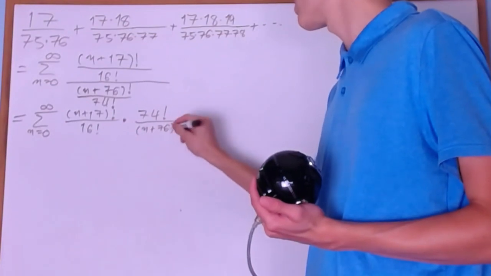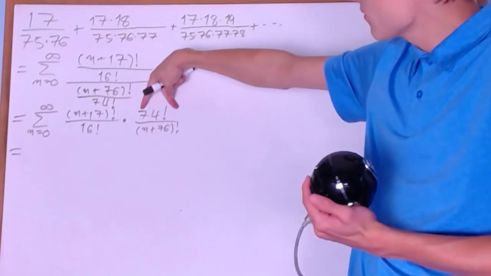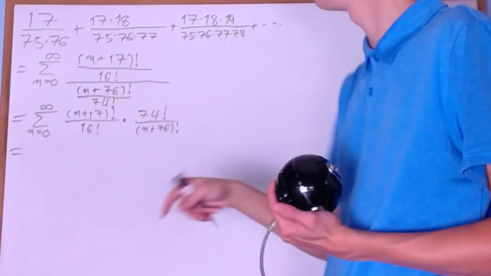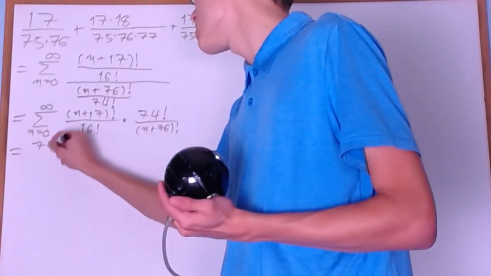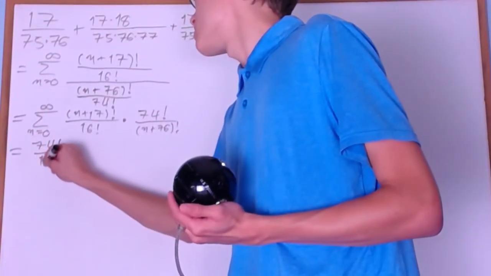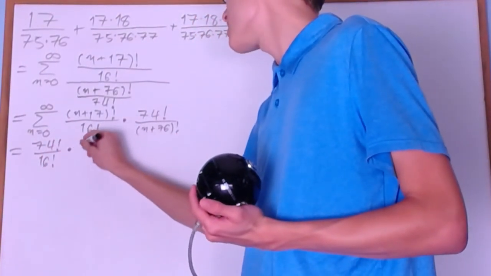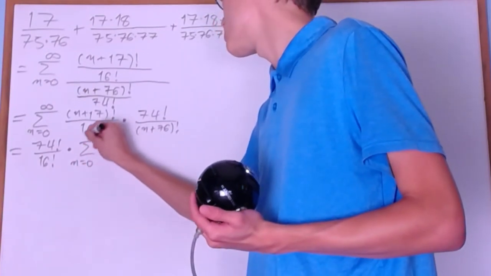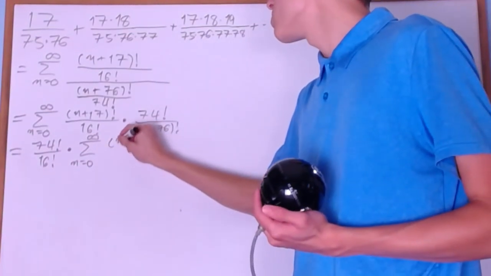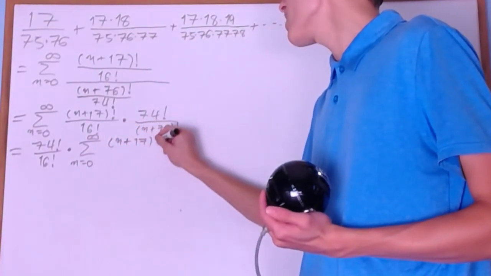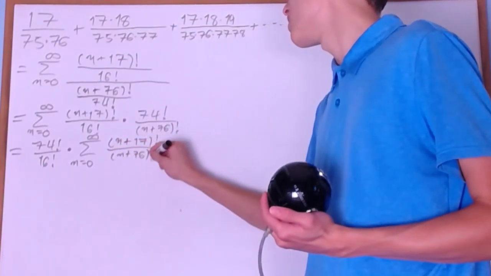which is then equal to, well, the 74 factorial and the 1 over 16 factorial are just constants, so I can move them out like this. So 74 factorial over 16 factorial times the entire summation, n equals 0 to infinity of, well, those are gone. Let's just combine these two into one fraction. n plus 17 factorial over n plus 76 factorial.